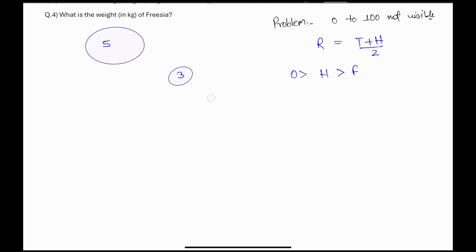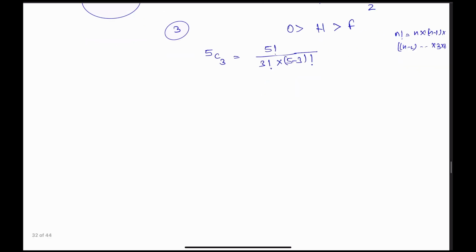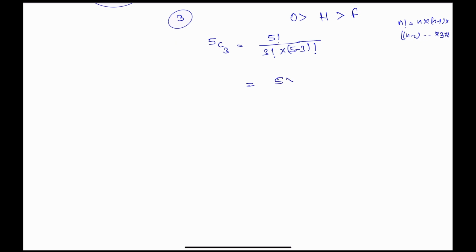5C3 is called the combination 5C3. So what is 5C3? It is 5 factorial upon 3 factorial into (5 minus 3) factorial. And what is a factorial? Suppose we have n factorial, then it is nothing but n into (n minus 1) into (n minus 2), going till 3 into 2 into 1. Similarly, in this case it is 5 into 4 into 3 into 2 into 1, and here it will be 3 into 2 into 1, and here it will be 2 into 1.